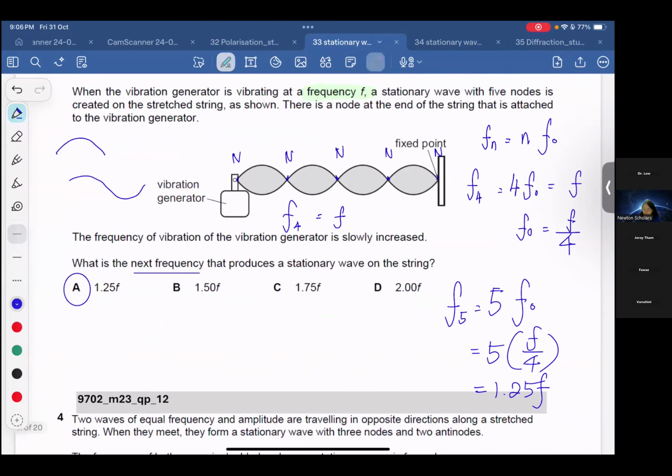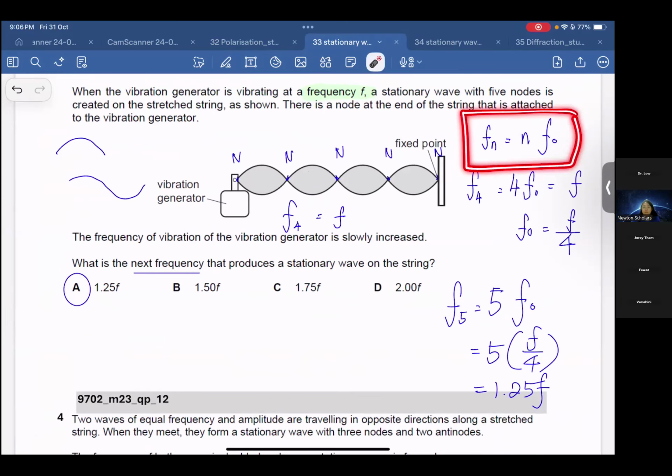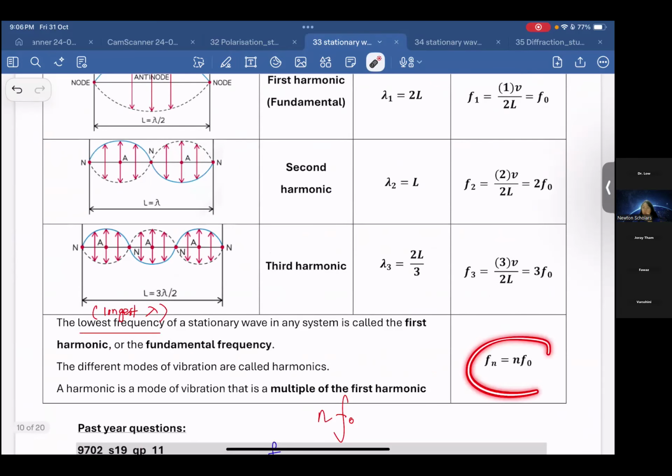This one is the general formula. We know that for a string with both ends closed, fixed ends, there must be a node and a node. At the end, we use the theory part and found out that there is a sequence.